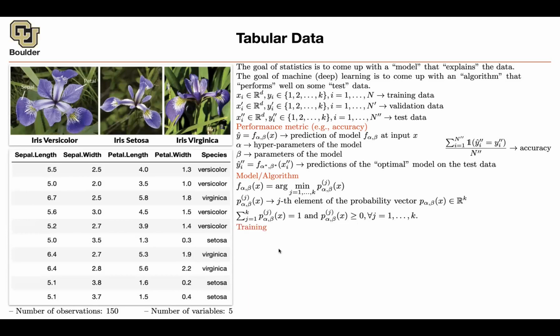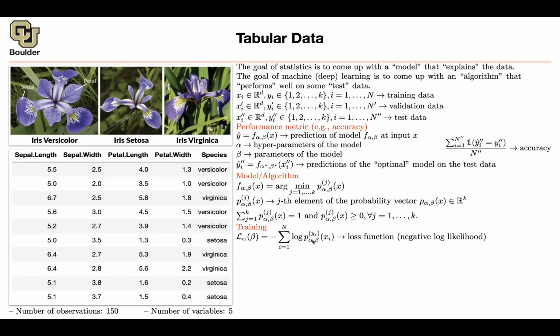For training, what do you want to do? You have some data and you have some model that you somehow came up with, which was P of alpha, beta, giving you some probabilities. What you can do is you can try to increase the probability of the correct class. In this case, Xi could be 5.5, 2.5, 4.0, and 1.3. The corresponding class is versicolor, it's class 1. So you're going to put a 1 here, you're going to put X here, and that's going to give you the probability that is associated with that class. And that's going to be maybe 0.9 coming out of the model. And you want to increase that.